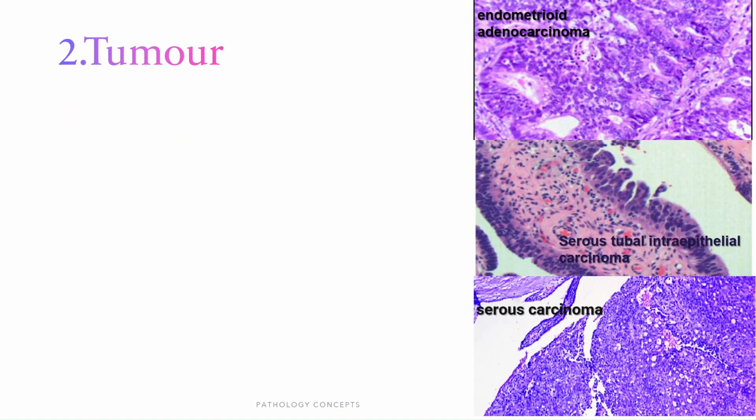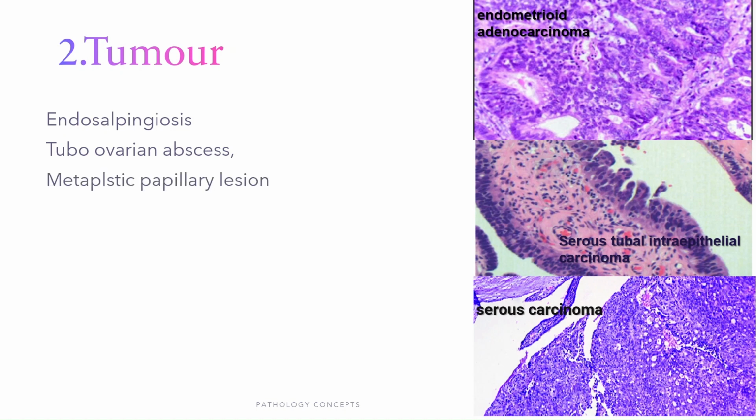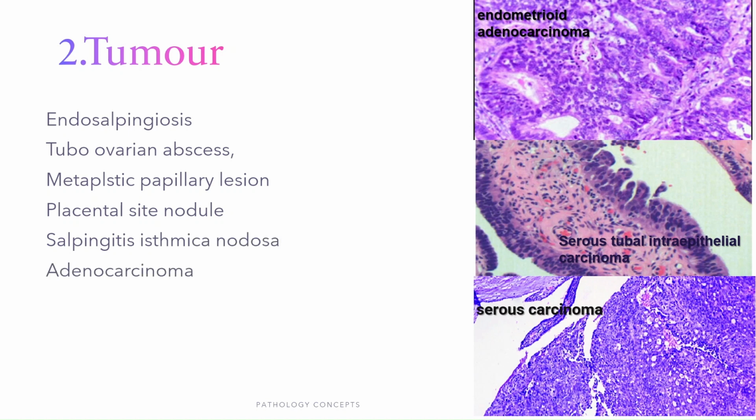Now let's see the pathology involving the tumors of the fallopian tube. Benign tumors and malignant tumors. Benign tumors consist of endosalpingiosis, tubo-ovarian abscess, metaplastic papillary lesion, placental site nodule, salpingitis ischemica nodosa, and malignant tumor pathology consists of adenocarcinoma, serous carcinoma, papilloma, sarcoma, teratoma.